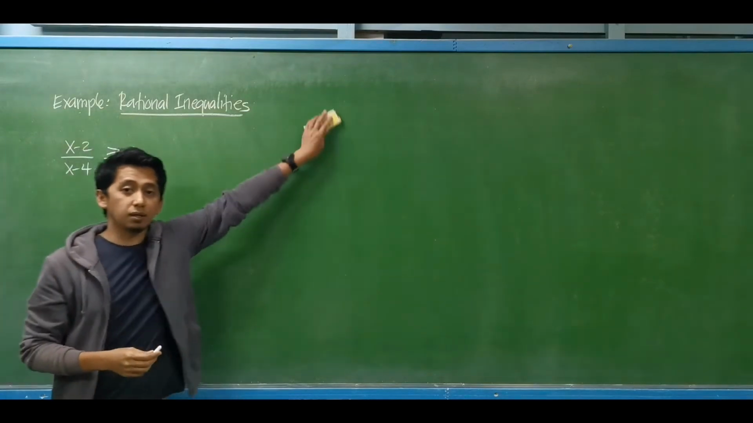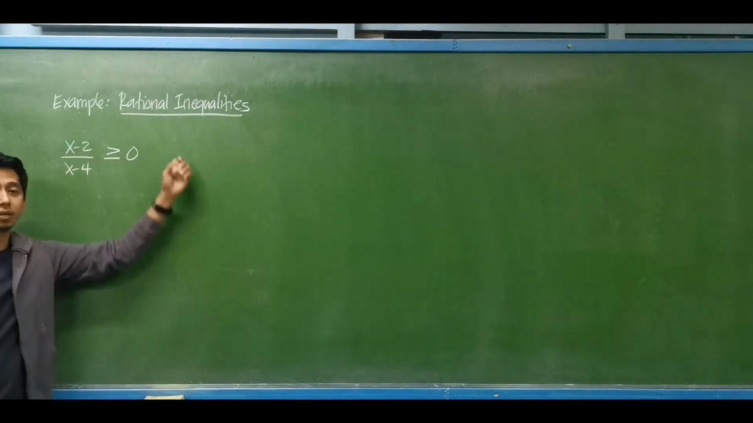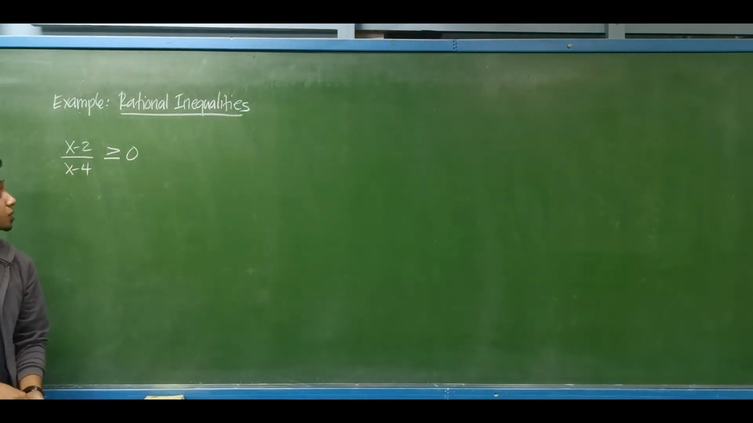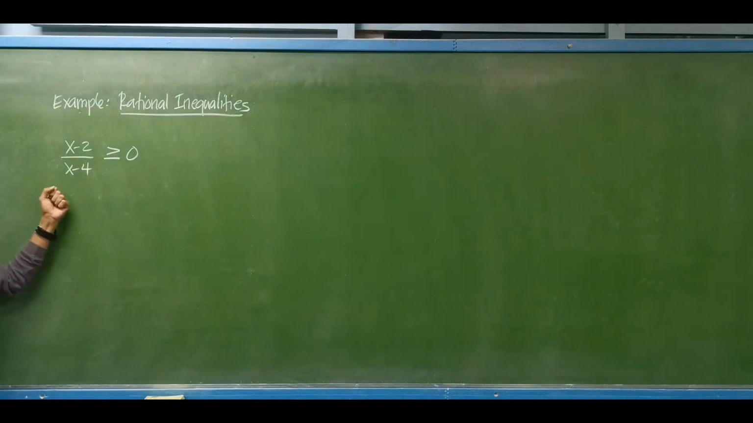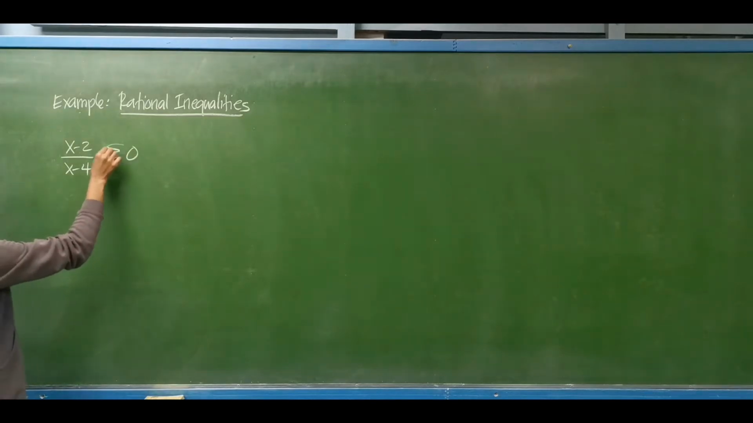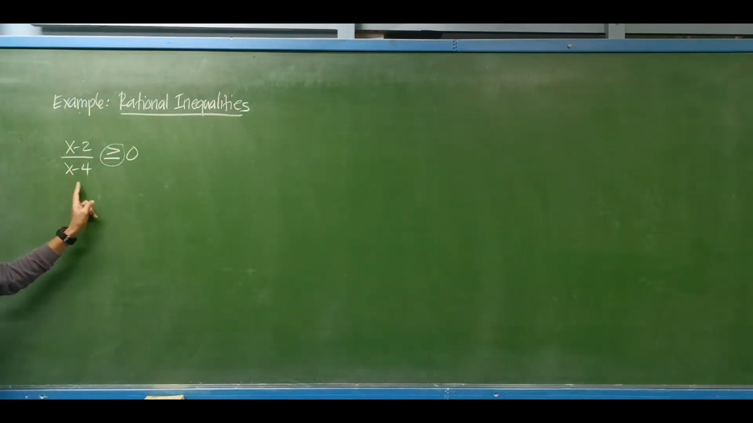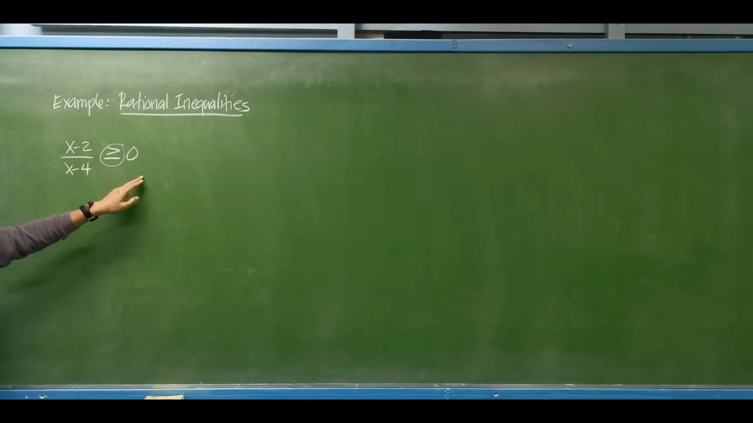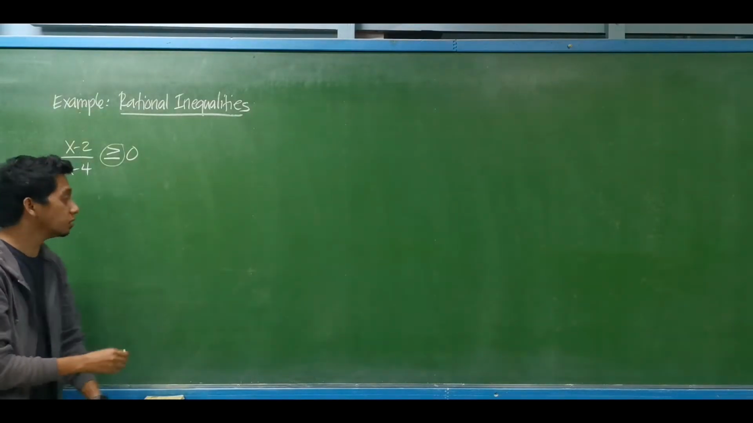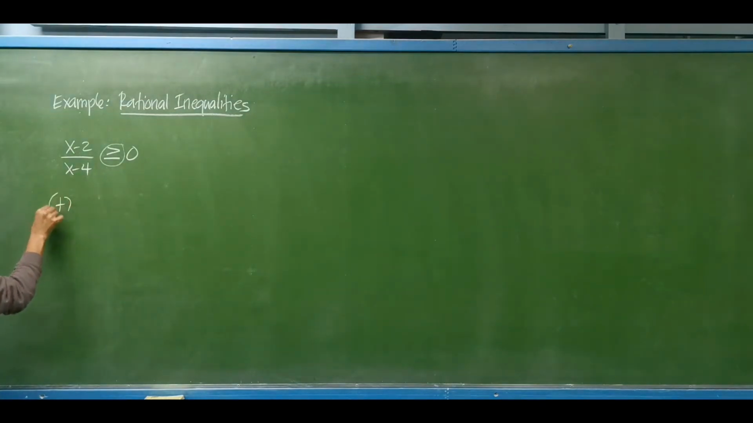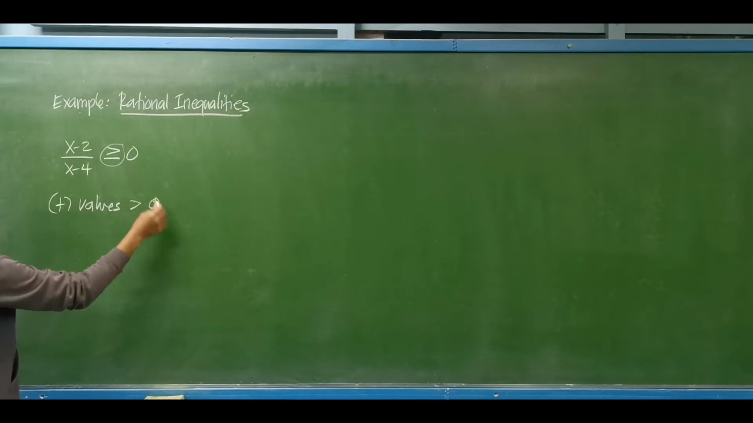So still on inequalities. This time we are to deal with rational inequalities. For example, we have (x - 2)/(x - 4) ≥ 0. So we are looking for the values of the left side to be greater than 0. What are the values greater than 0? Obviously, positive numbers are greater than 0.